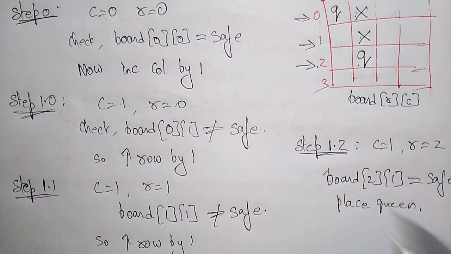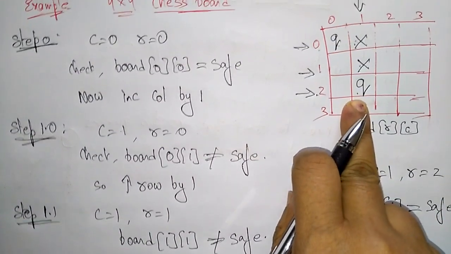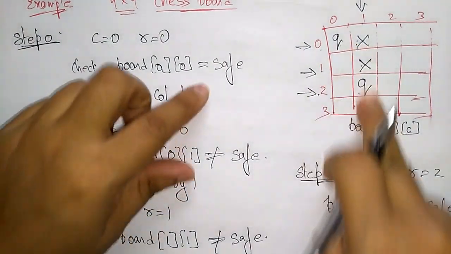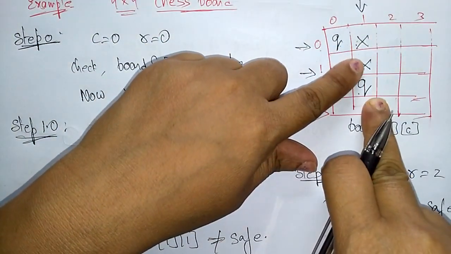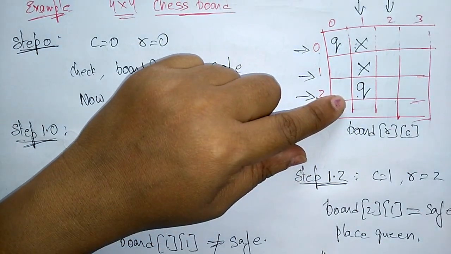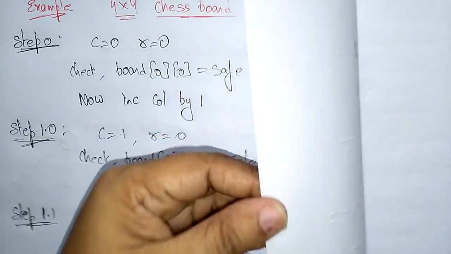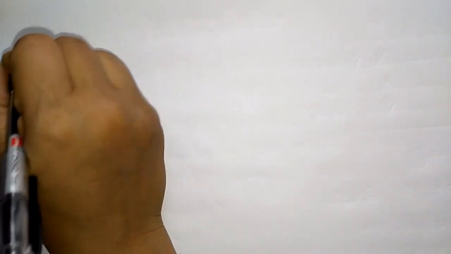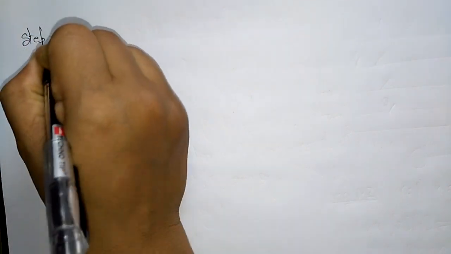Now you have to increment the column because you already placed the queen. So you just skip this column, since you already placed a queen in this column. Now coming to the next column. So increment column by 1. Now I am going to step second column.